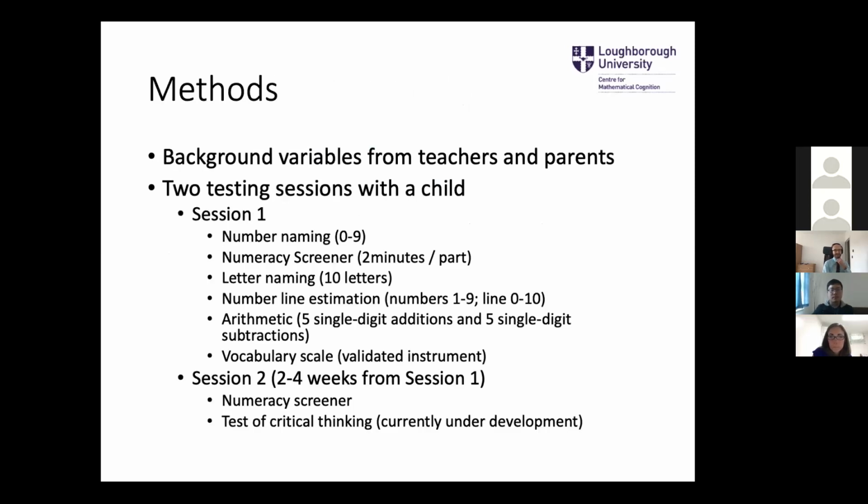So what we did, we measured several background variables from teachers and parents, such as SES and stuff like that. And then we also had two testing sessions with a child. For most of the children, we had one session only, where we measured number naming. Then we administered the numeracy screener with two minutes per part, and then we did letter naming, number line estimation with numbers 1 to 9, and then arithmetic. It was five single-digit additions and five single-digit subtractions. And then we also used a validated Polish instrument to measure vocabulary.